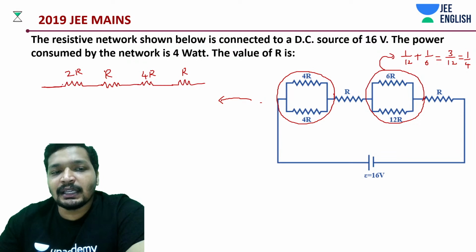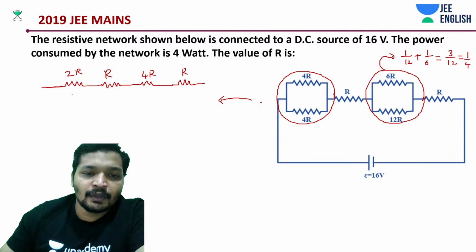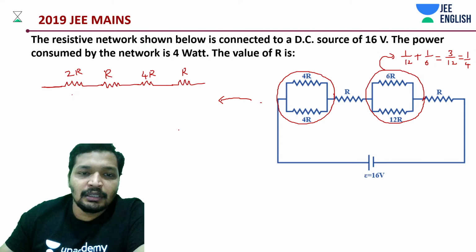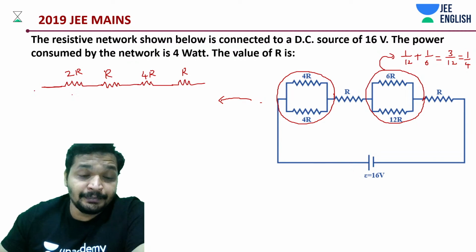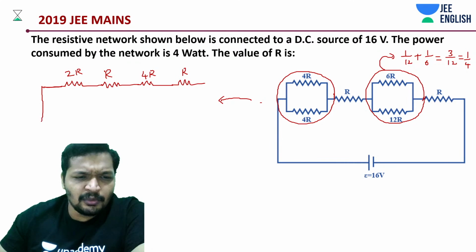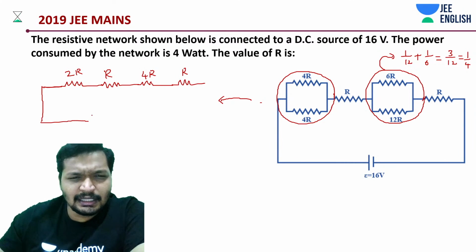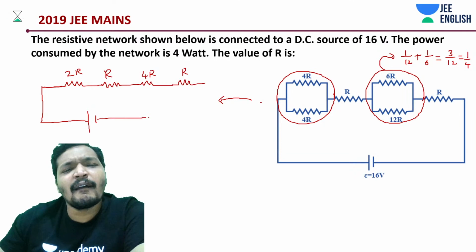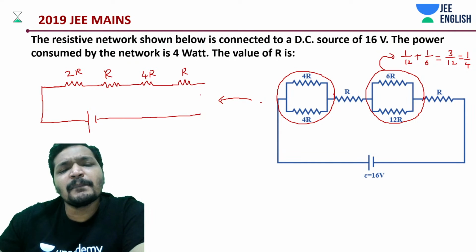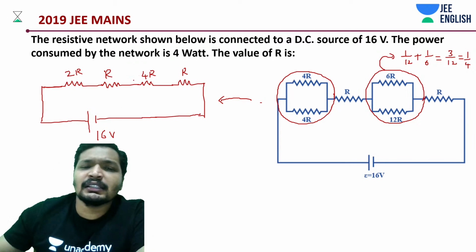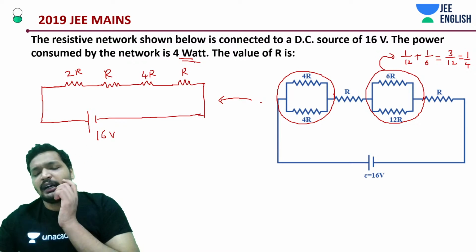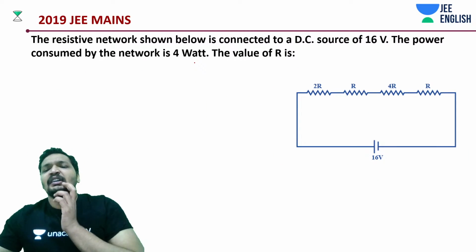So basically it's like 8R. This is connected to 16 volts. This is the equivalent circuit. First draw the equivalent circuit, and then the next thing is the watts, use EMF square by R. Okay, let's move on then.